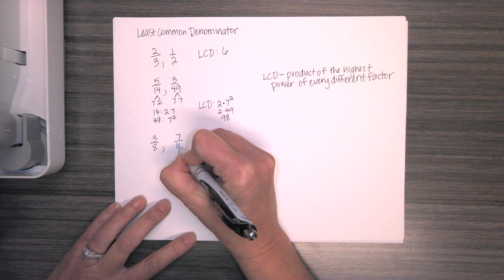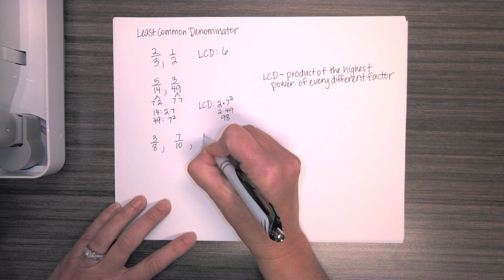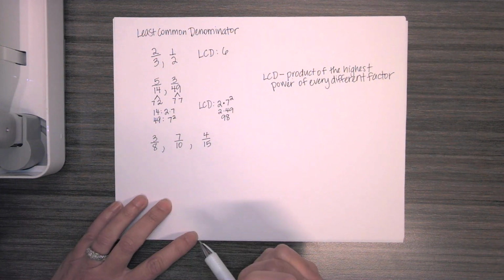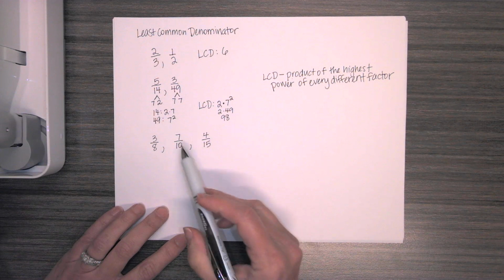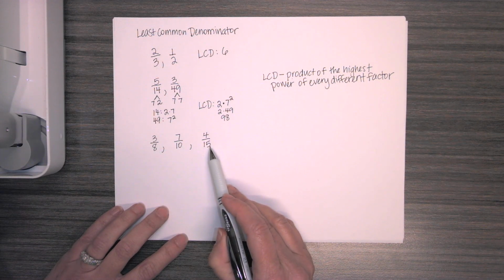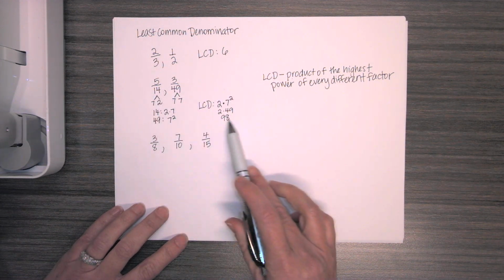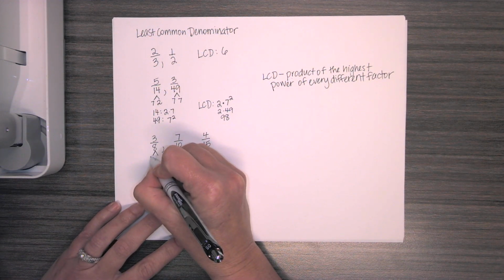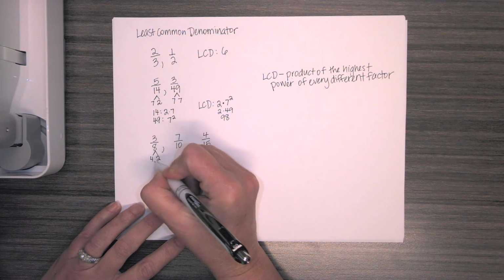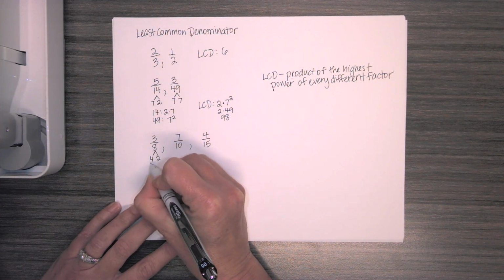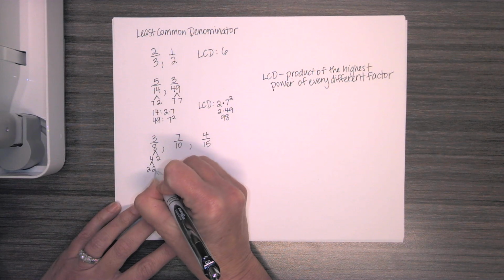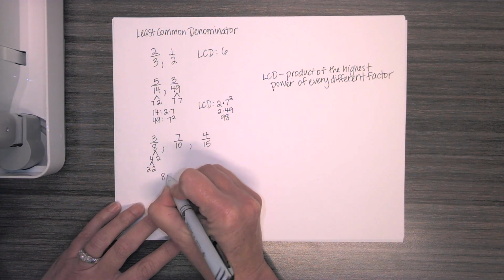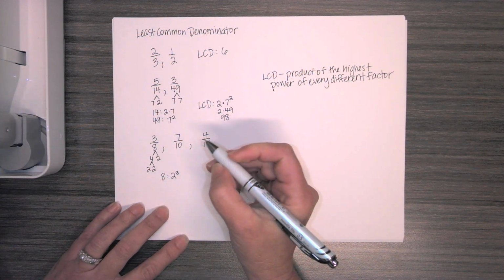Let's say we have 3/8, 7/10, and 4/15, and we're looking for a common denominator for 8, 10, and 15. Again, we could list multiples of these numbers if we wanted to, or we can use this method that we just learned. So let's break the denominators down into prime factors. 8 can be broken down to 4 times 2. 4 is not prime though, so we have to break it down further, and then we end up with 2 times 2 times 2. Or for 8, that's 2 to the third power.